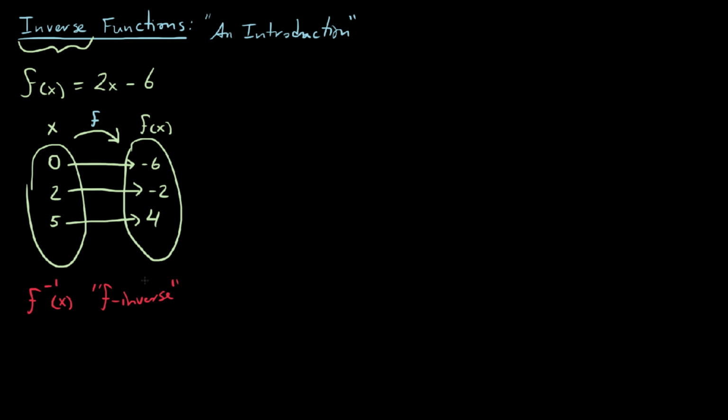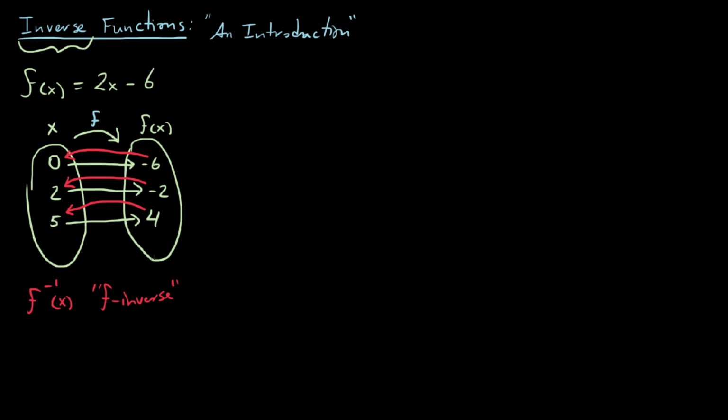And f inverse's job, its only function, mind the pun, is to take the outputs, okay? So we went from input to output last time. What we probably want to do here is take the outputs that we got in the last function and go back to the original inputs. Maybe that's what we want to do sometimes. We want to go from what we just did, undo it, and get back to where we started, okay?